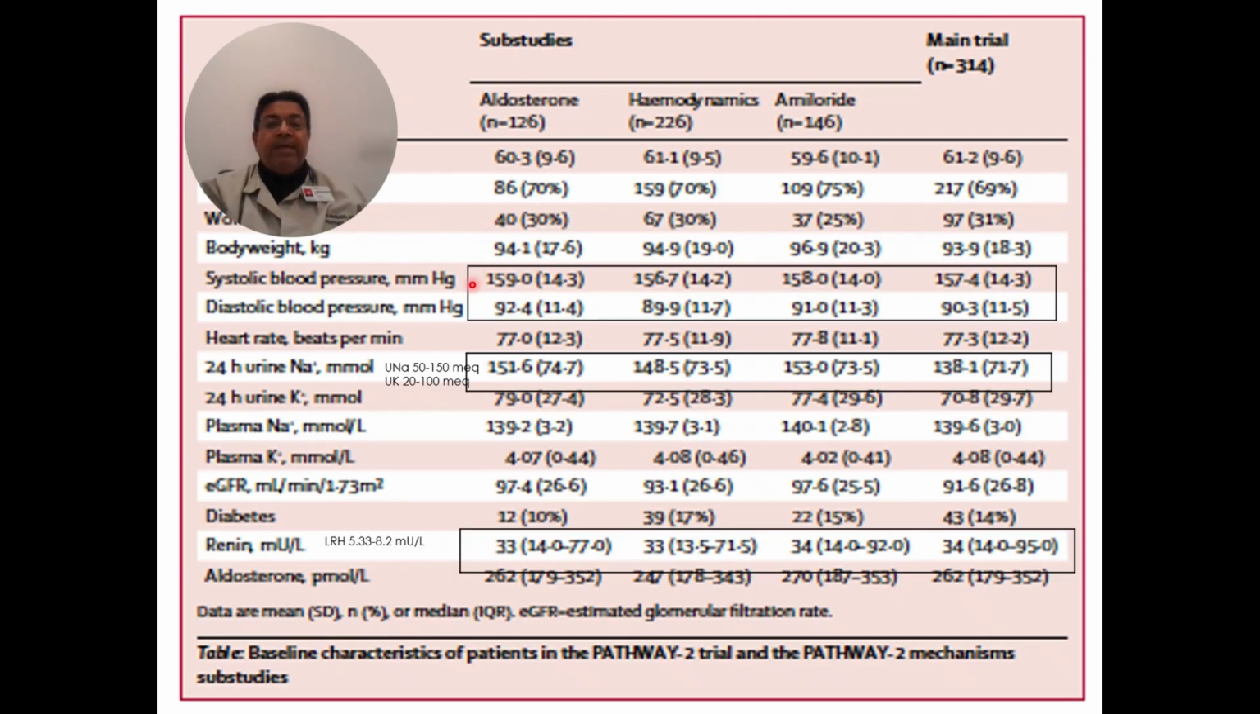As you can see, the mean systolic blood pressure was 156 to 159. The 24-hour urine sodium, again, is about 148 to 153. Again, the 24-hour urine sodium is not high, so this is not a salt study. Hypertension is not significantly because of salt consumption. And renin, again, when you convert the units, you see that this is primarily a low renin hypertension study.